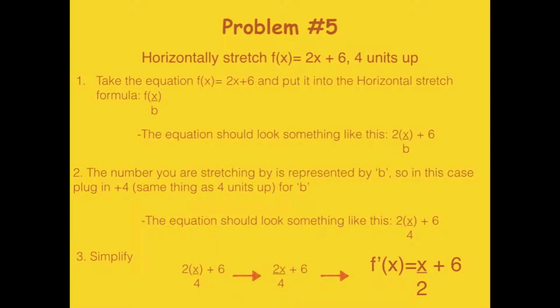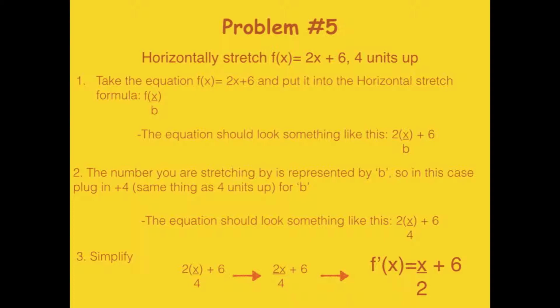Problem number 5. Horizontally stretch f of x equals 2x plus 6, 4 units up. Take the equation f of x equals 2x plus 6 and put it into the horizontal stretch formula, f of x over b. The equation should look something like this: 2 times x over b, plus 6. Step number 2. The number you are stretching by is represented by b, so in this case, plug in 4 for b. The equation should look something like this: 2 times x over 4, plus 6.